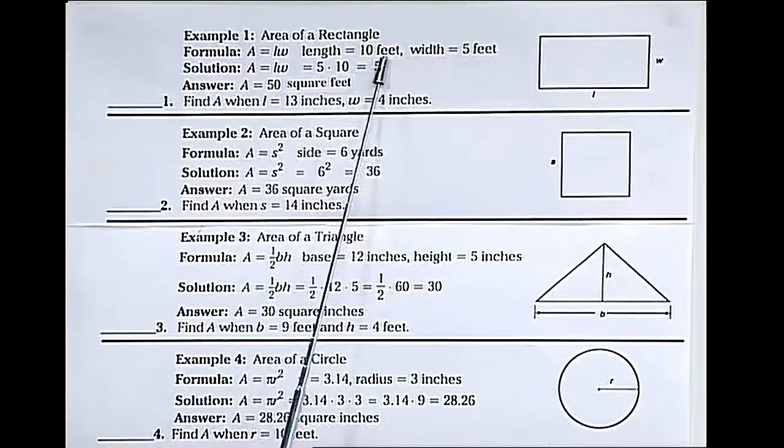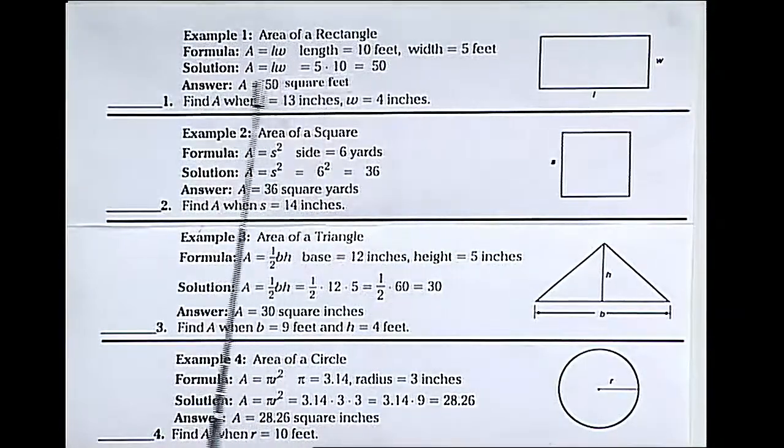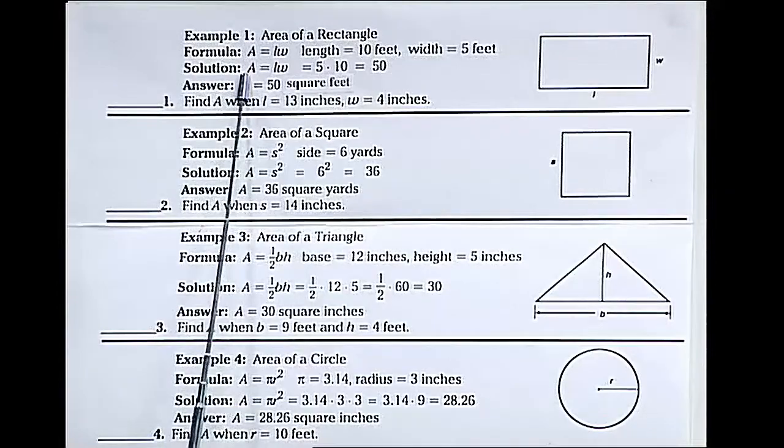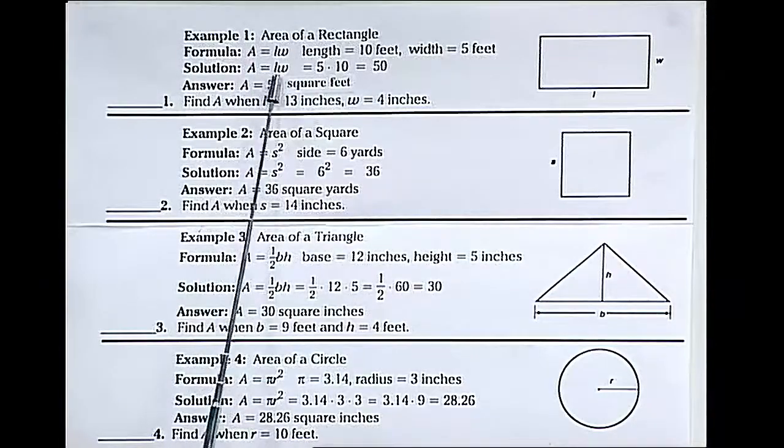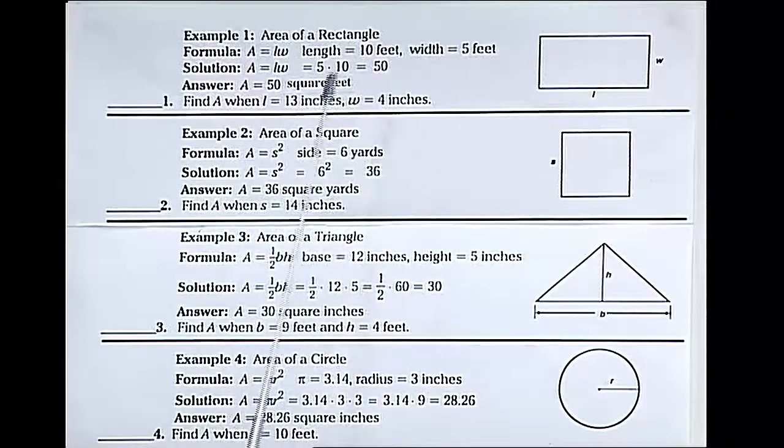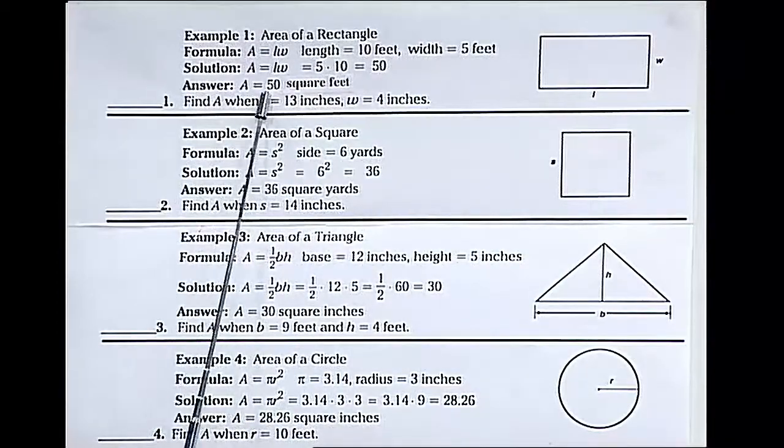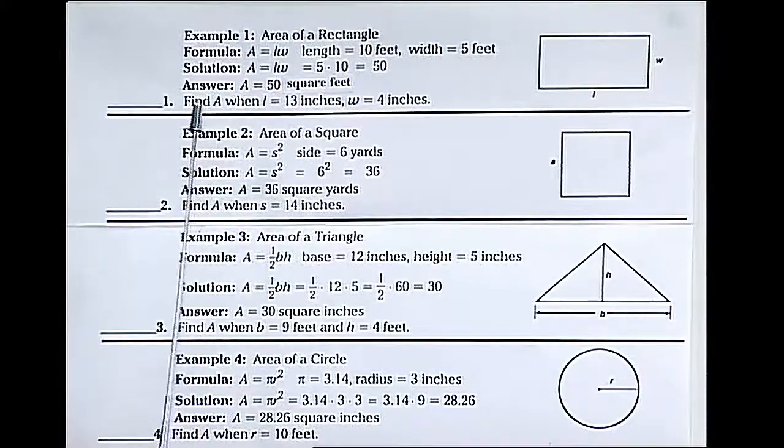The length is 10 feet, the width is 5 feet. So our solution is to substitute in for length and width the 5 and the 10. 5 times 10 equals 50, so our answer is 50 square feet.